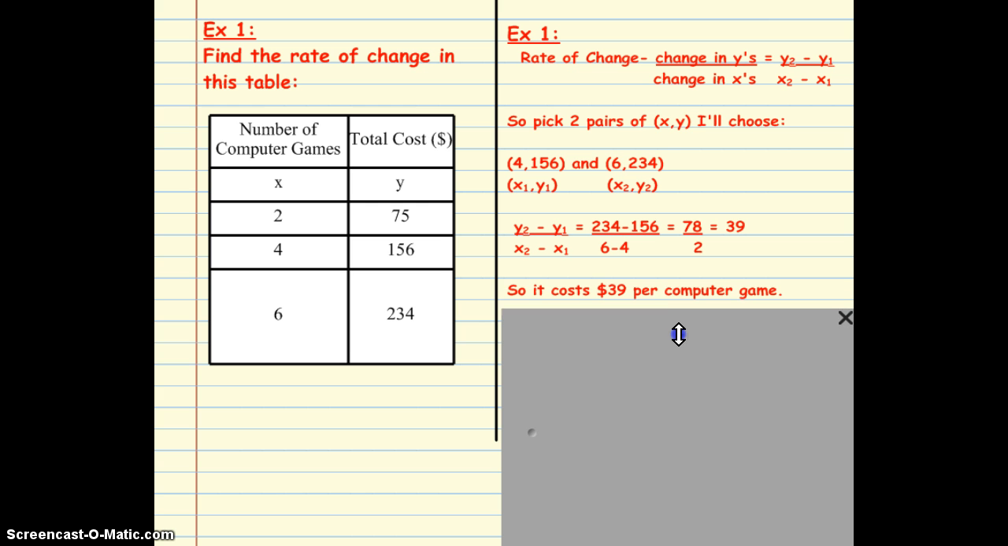So that means our rate of change is 39. So in this problem, it costs $39 per computer game. So the rate of change is how much it costs for one thing, for one game.